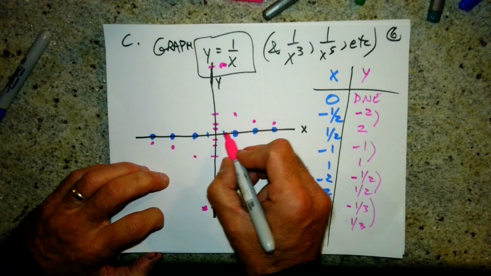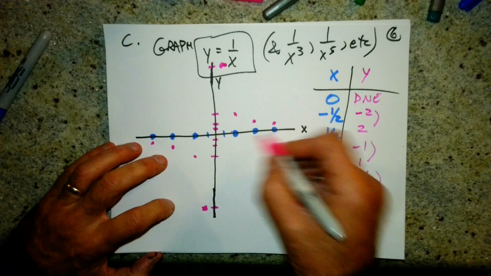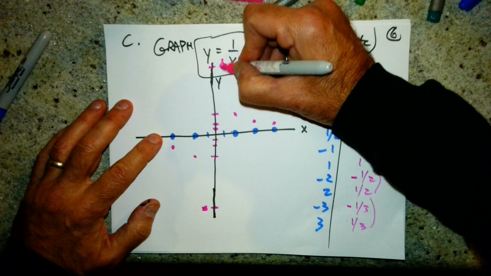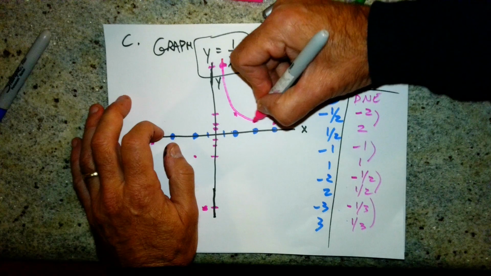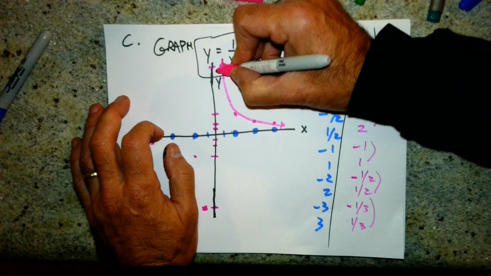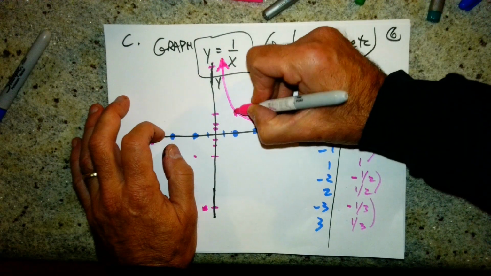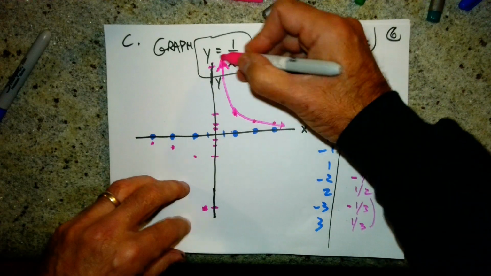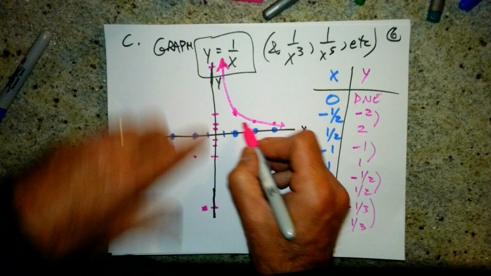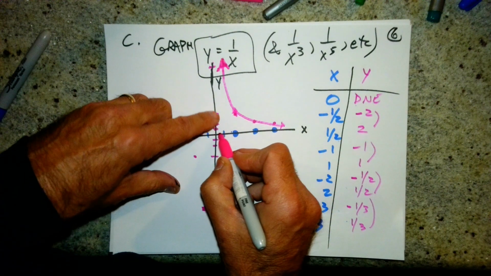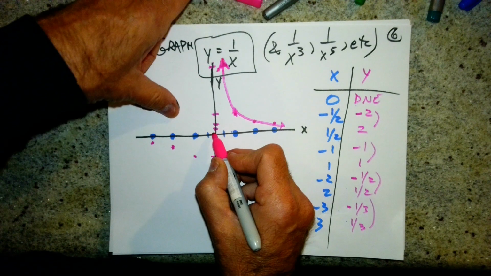So when x is positive, the y values are positive, and you're in quadrant 1, and you get the same basic shape as before. The numbers are, of course, different from the previous graph, except right here at 1, 1. But it's the same basic shape. As x gets bigger, y gets smaller. As x gets smaller and approaches 0, y gets bigger and bigger and bigger positive.